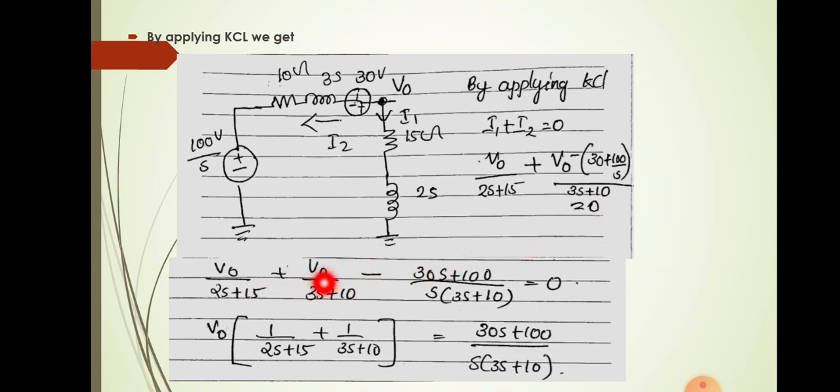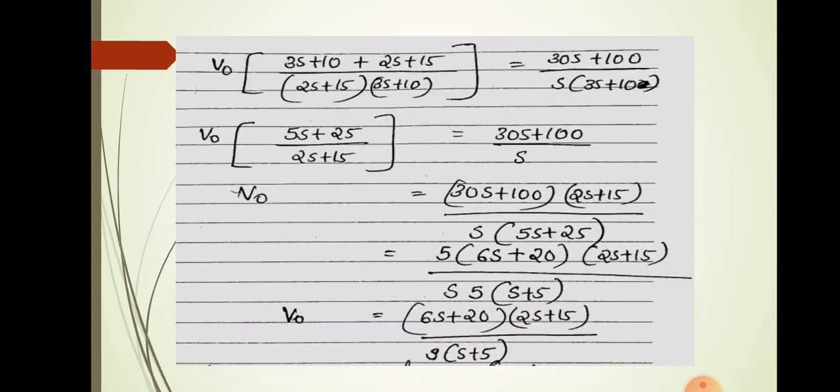So you can solve for V0 in this equation. For that you are splitting this term. So V0 by 3S plus 10 minus 30S plus 100 by this term will be equal to 0. So V0 can be taken outside, and you will get the equation like this. In this case V0 can be taken to the left side and you can solve for the V0 value. That is, you will finally get V0 equal to 6S plus 20 into 2S plus 15 by S into S plus 5. These are all simple mathematical rearrangements, so you can go through these steps. You can easily find those steps, and finally you will get this value.